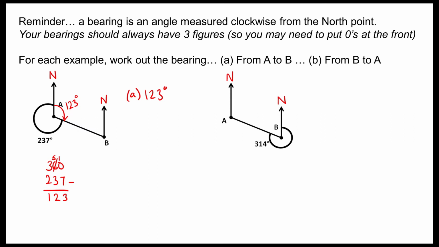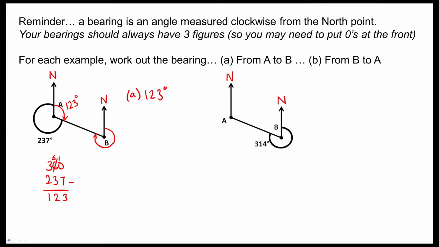For part B, I'm asked to find the bearing from B to A. So thinking about what that angle is, I go to point B because that's where I'm going from and have my north line going up. I measure clockwise around until I hit the line that's joining point A, so we want this angle on the outside just here.